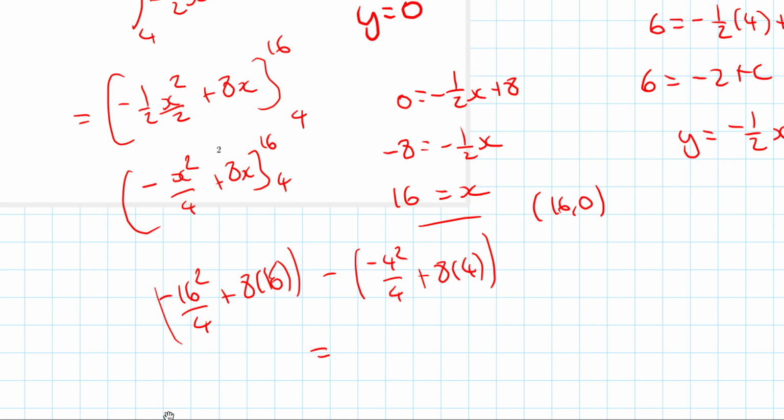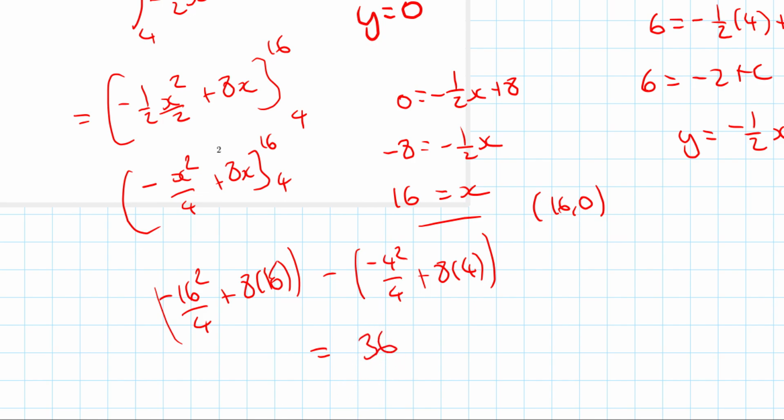We'll just double check. Minus 16 squared over 4 plus 8 times 16, minus minus 4 squared over 4 plus 8 times 4. And we get an answer of 36 as well.